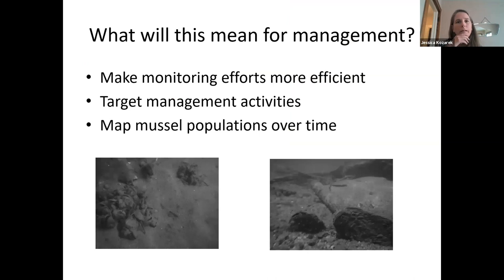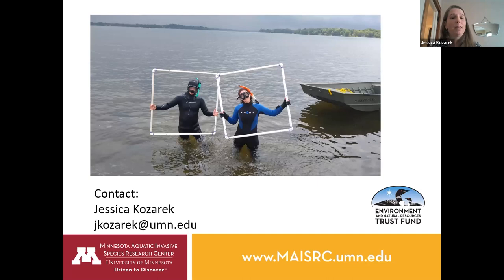So combined, for management purposes, what this means is that it will be a tool that can help make monitoring efforts far more efficient and or collect information at a much larger spatial area than is currently available. And this can help do things like target management activities. If you know where the mussels are and where the highest densities are, you can target your management activities appropriately. It can also help researchers map mussel populations over time and or differentiate between invasive mussels and native mussels, so avoiding areas of high native mussel populations. So with that, I'm happy to take any questions.